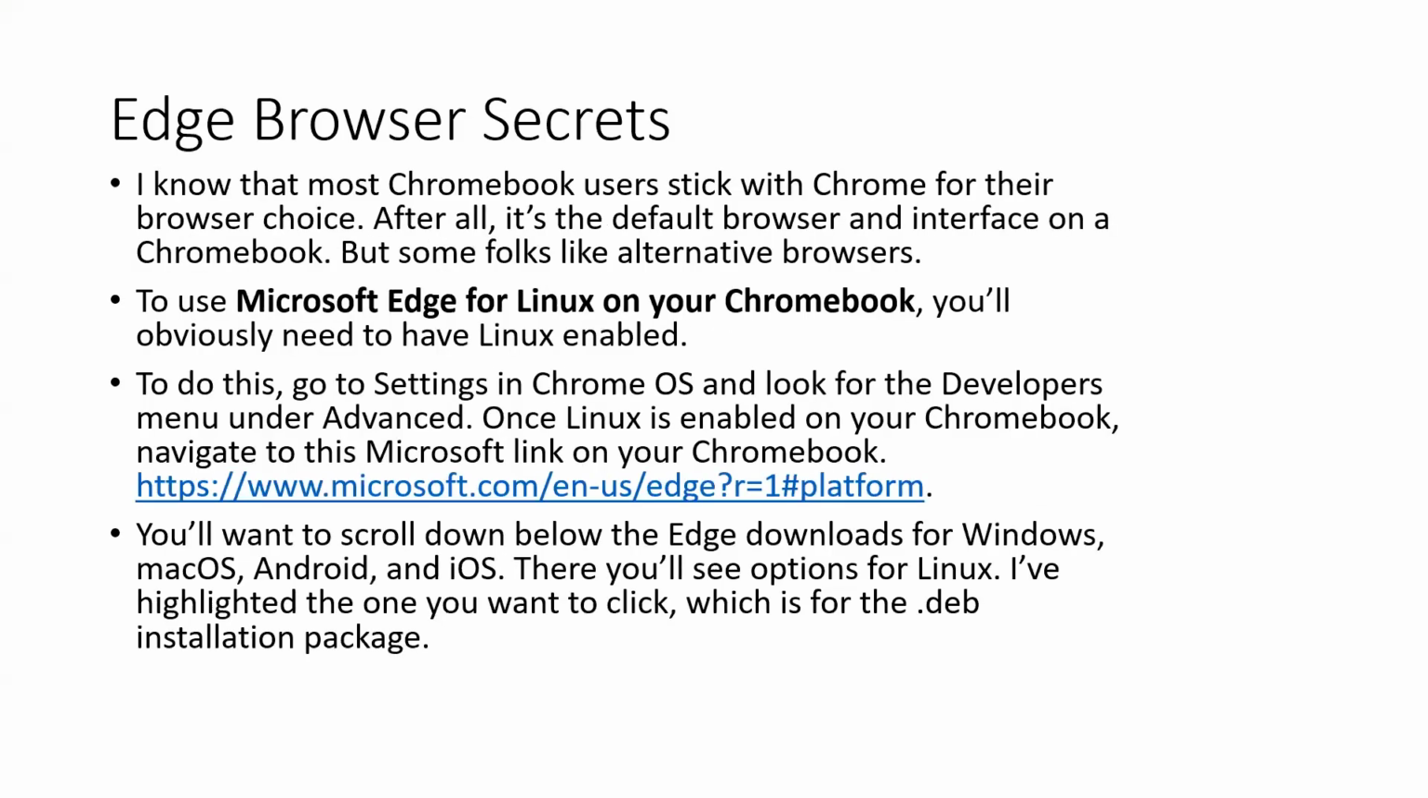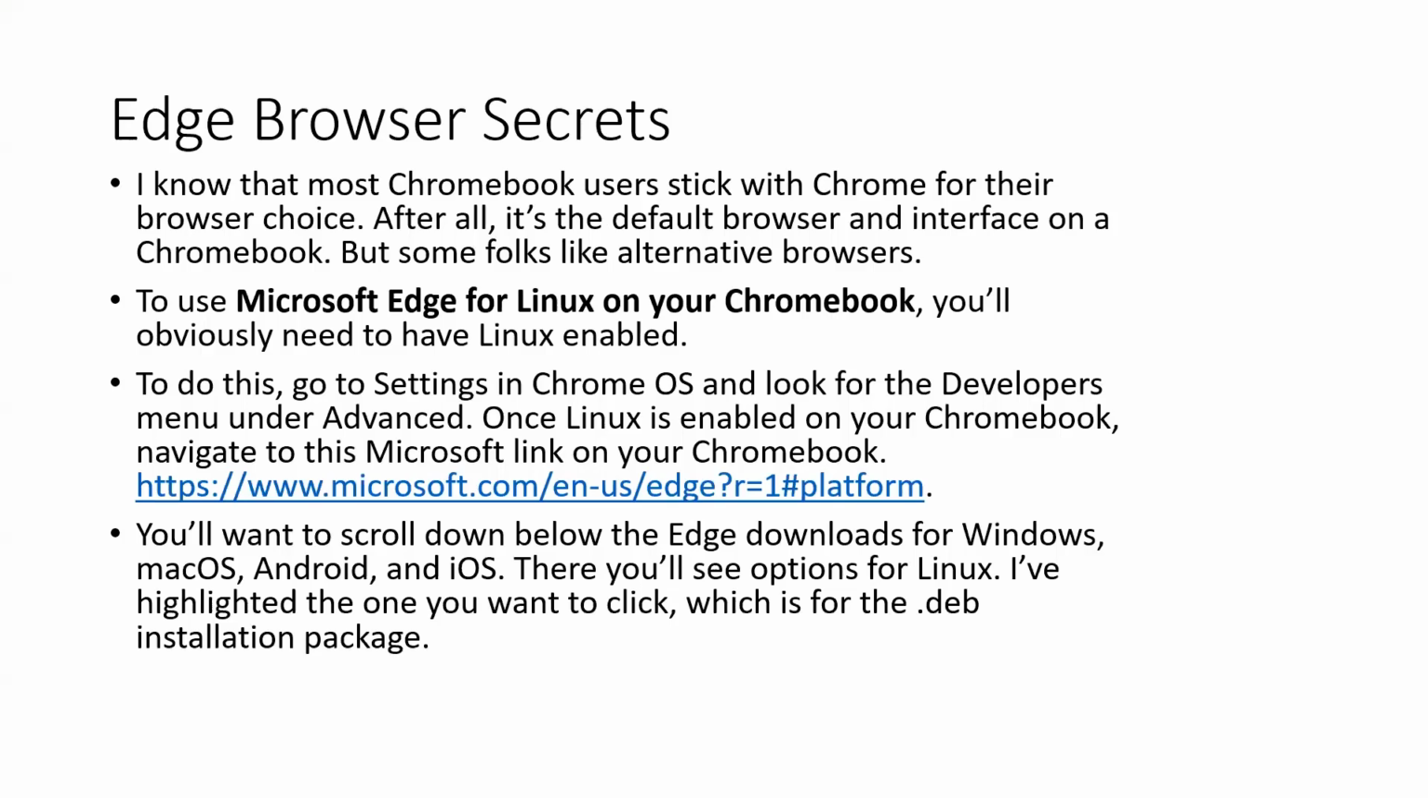I know most Chromebook users stick with Chrome for their browser choice. After all, it's the default browser and interface on Chromebook. But for some folks who like alternate browsers, to use Microsoft Edge for Linux on your Chromebook, you'll obviously need to have Linux enabled. To do this, go to Settings in Chrome OS and look for the Developers menu under Advanced.